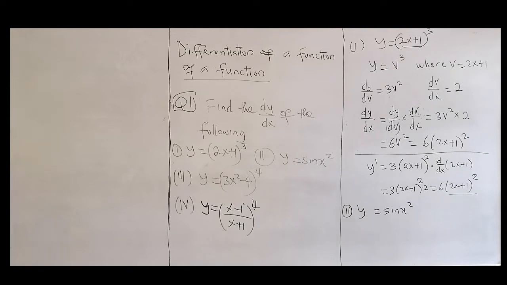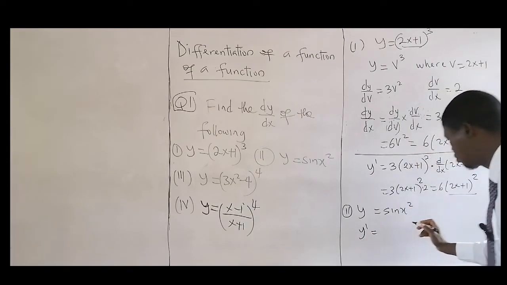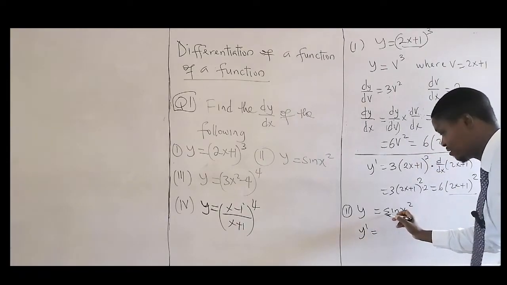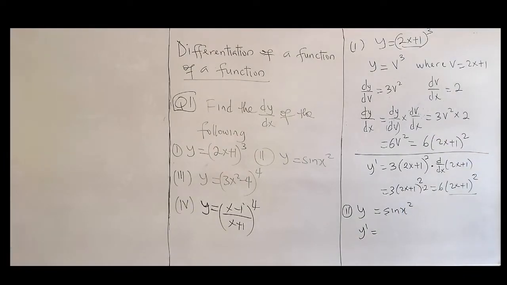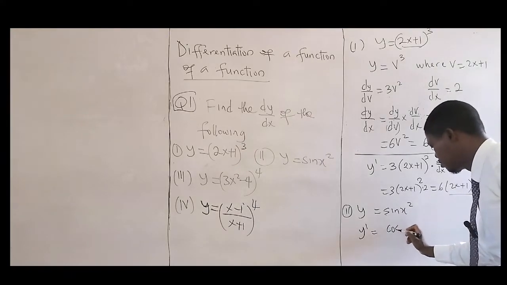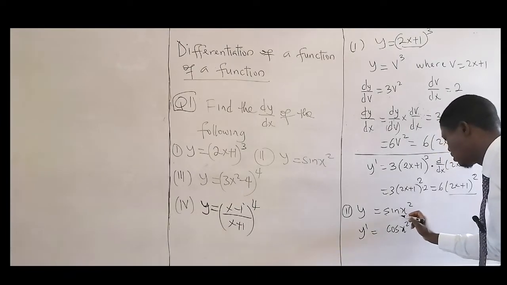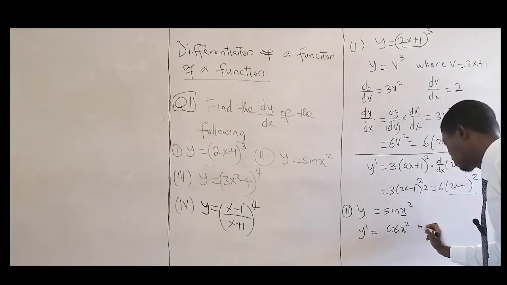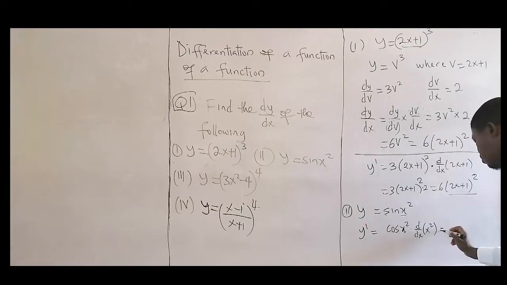You can also do it straight away. What you just need to do is get the function sine x squared, get the derivative of that. That's cos of the function x squared, and then times the derivative of x squared. That will be equal to what? This is 2x. So that will be 2x cos x squared.